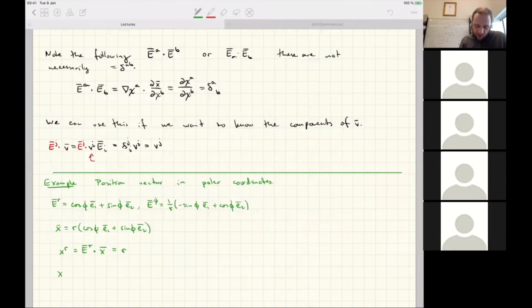And in the same way, if you compute the phi component, this would be E^phi scalar X. Since this vector is orthogonal to this vector, you will end up with 0. This means that if you want to write the position vector in polar coordinates, it's given by R times E_R plus 0 times E_phi, which is just R E_R.